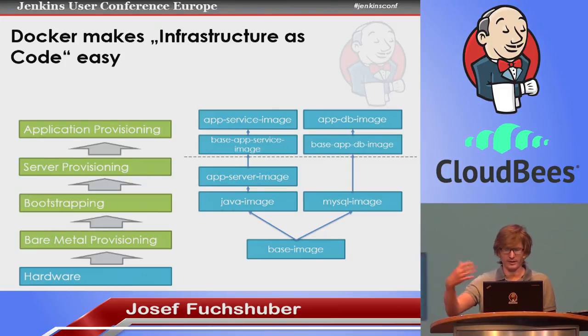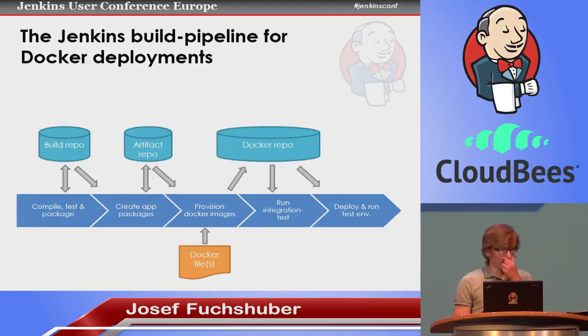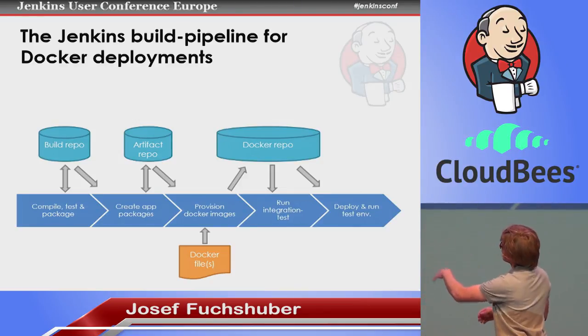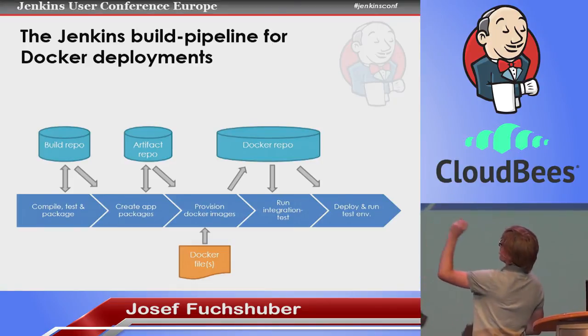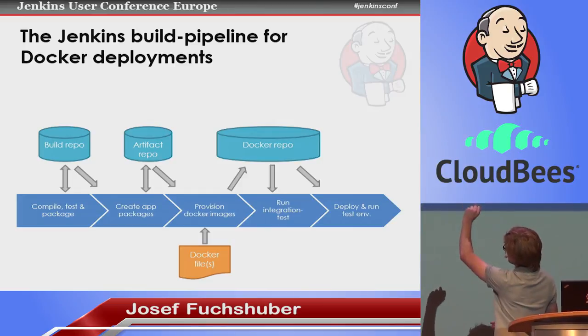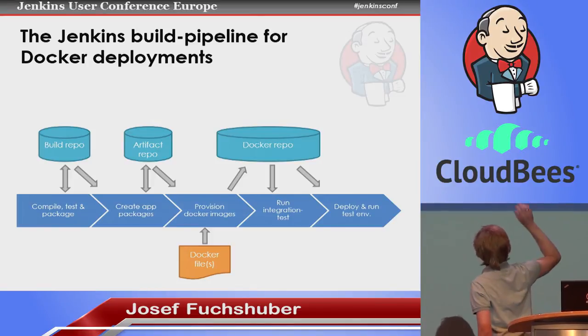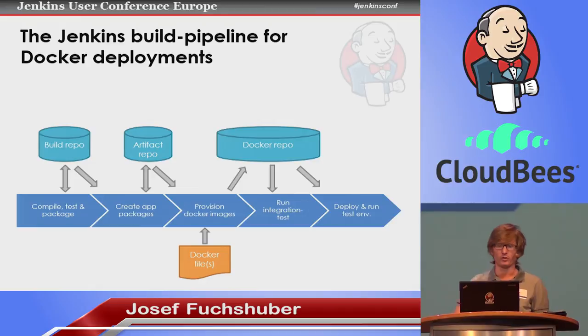With Dockerfiles, we can set up everything step by step: an application server and an application, and we have it here in our Docker. And with Jenkins, we can set up a build pipeline. The first step is compile, test, package, and push it to our build repository, create app packages, our RPMs, push it to an artifact repo, build our Docker images with a Dockerfile, push them to the Docker repo, pull from the Docker repo, run integration tests, deploy test environments for acceptance tests, and more.